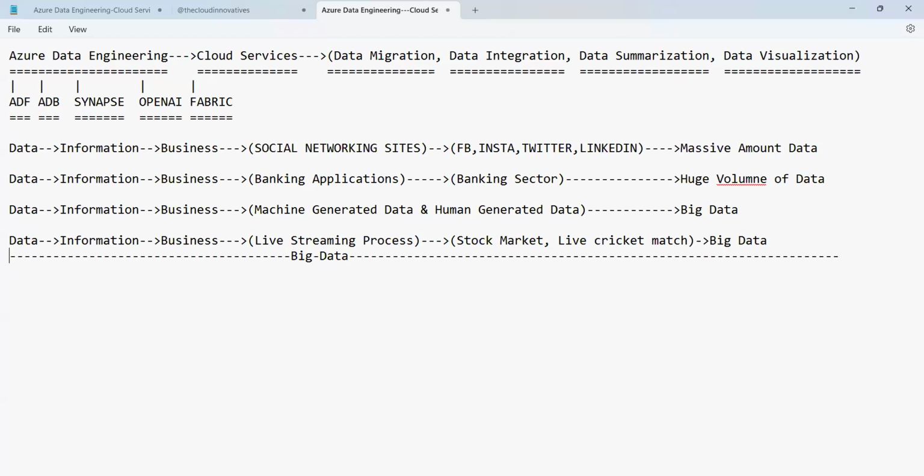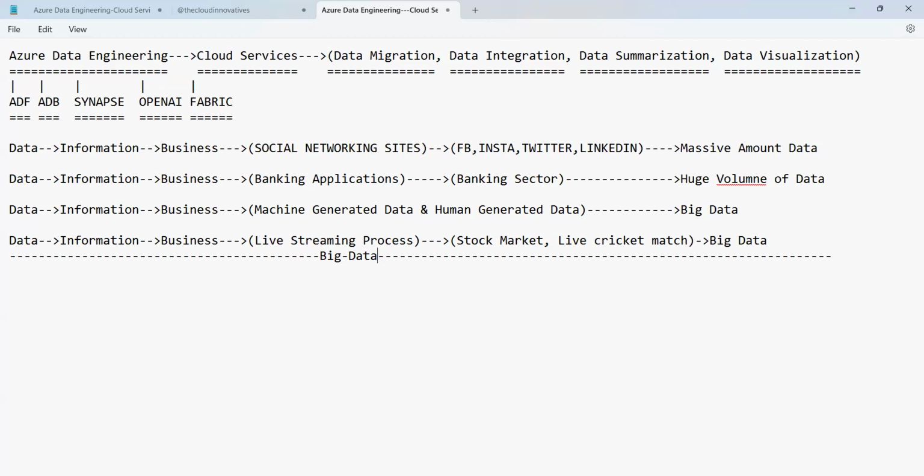It is called as what, guys? Big data. So now what do you mean by big data? Big data is nothing but the massive amount of data is called as the big data.